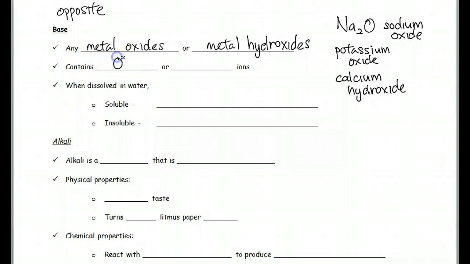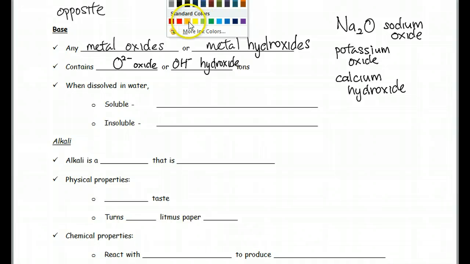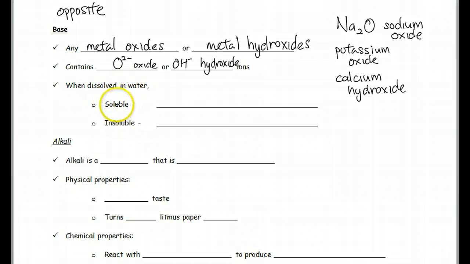So they contain either the O2 minus, which is the oxide ion, or the OH minus, which is the hydroxide ion. Okay, let's get a nicer color there. We use orange. When you dissolve them in water, you have the soluble ones and the insoluble ones. The soluble ones are your sodium oxides/hydroxides, any one of them.